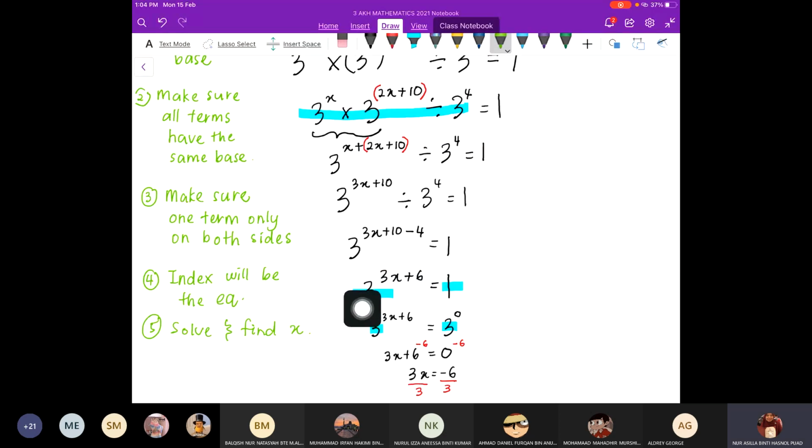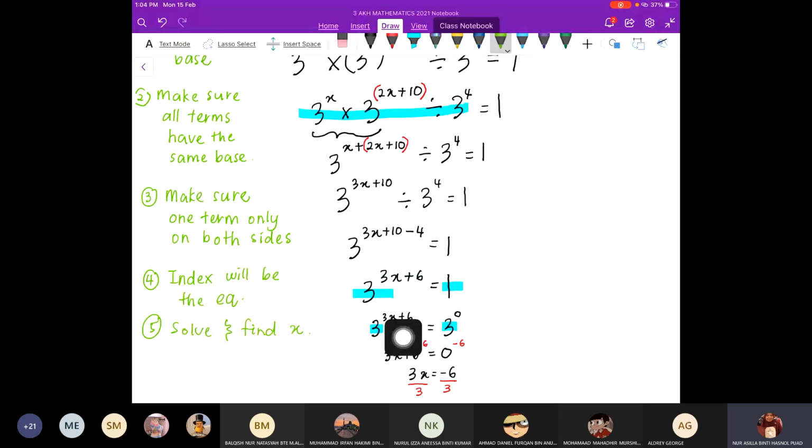And then next step, kita kena make sure all terms have the same base. So kat sini ada 1. 1 is not the same base as 3. Jadi kita tukar 1 ni kepada base 3, index 0. So sekarang dua-dua ada base 3. And then kena make sure sebelah kanan ada 1 term, sebelah kiri pun ada 1 term sahaja. Barulah kita boleh kata index tu will be the equation.